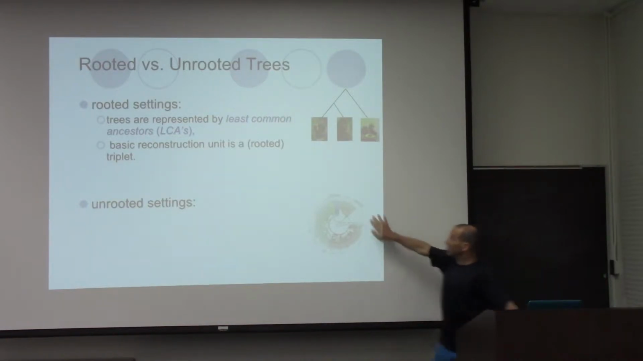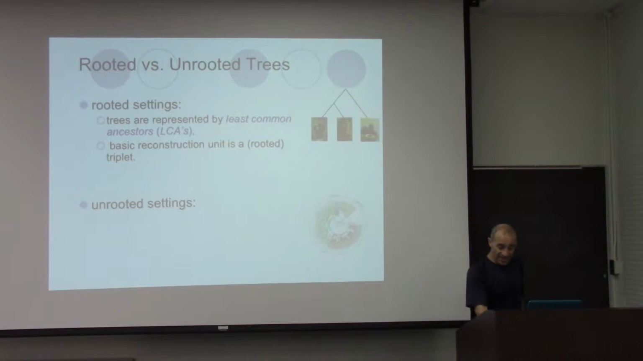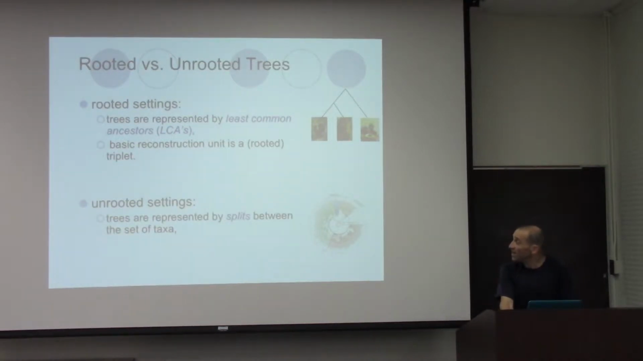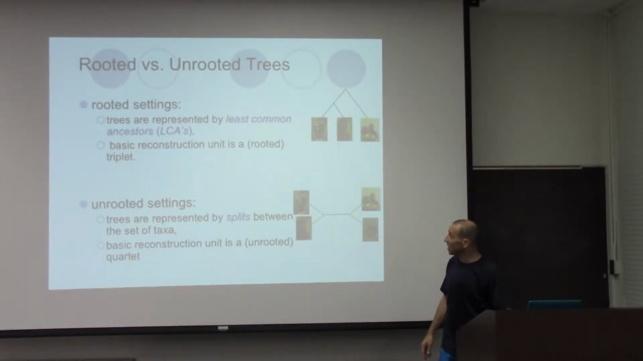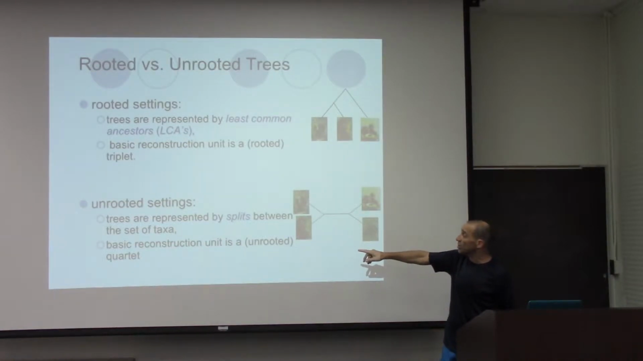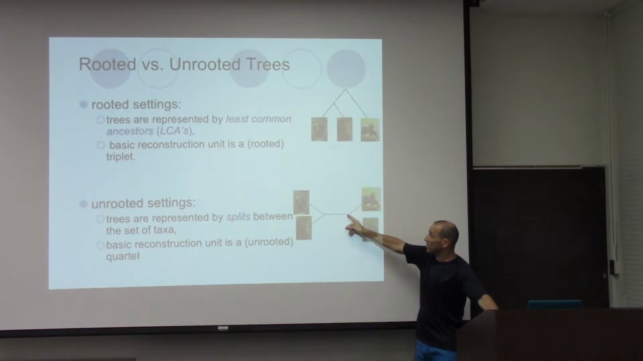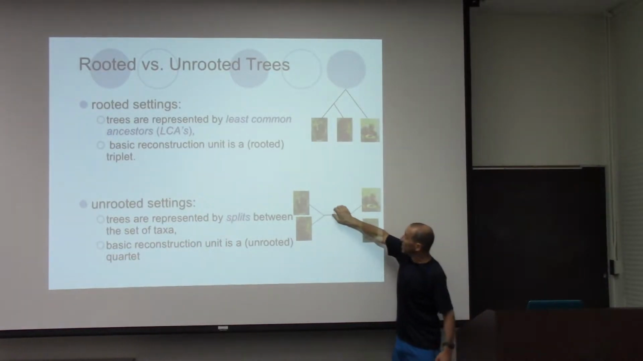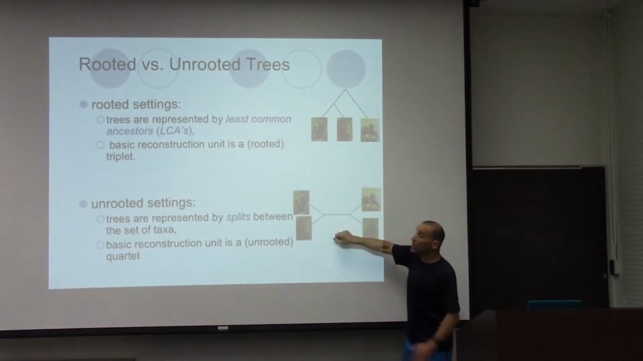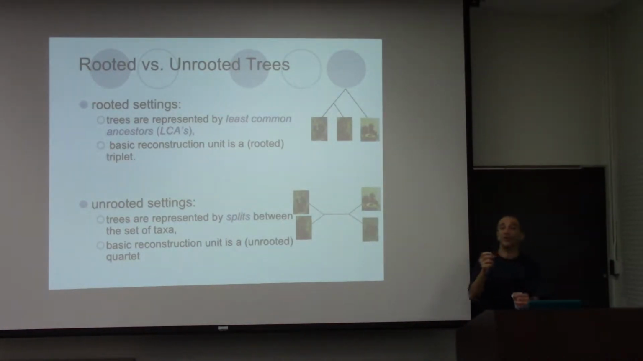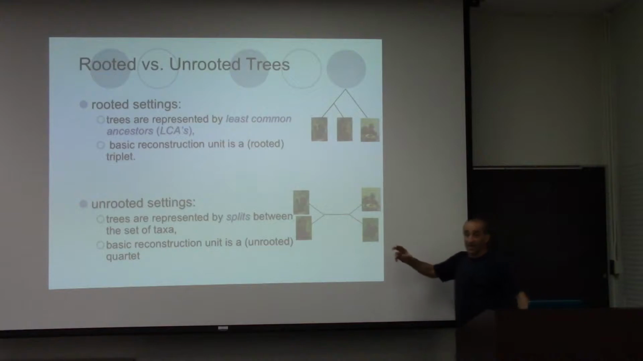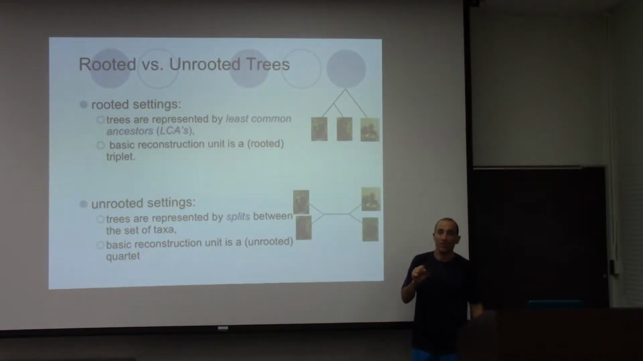In the unrooted setting, trees look like that. And here we don't have ancestry information anymore. Rather, we have splits between the taxa. Let's see what a split is. The basic reconstruction unit is an unrooted quartet. So this is the quartet, and this is the split. If we take this edge here, we disconnect the tree. So every edge in the tree is a connection point that, if we remove it, gives two splits. And the quartet, we will see, is the basic reconstruction unit.